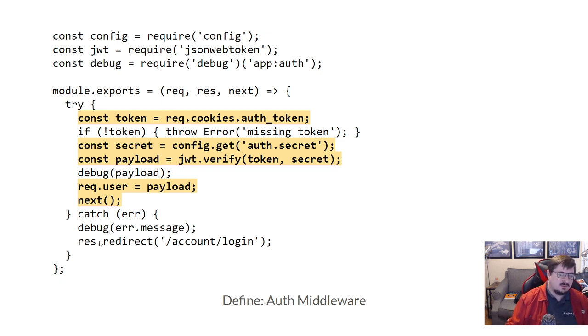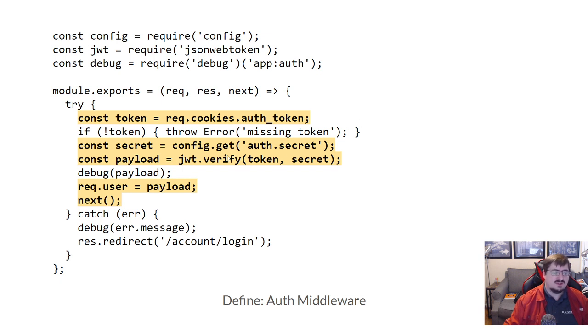So what you specifically do in the error case is probably where you're going to see the most difference, because there are at least three different ways to do that. I've just taken the simple answer of, let's just redirect you back to the login screen. That's the basic solution, but that may not always work for you. So we grab the token. If there's no token, we throw an error.